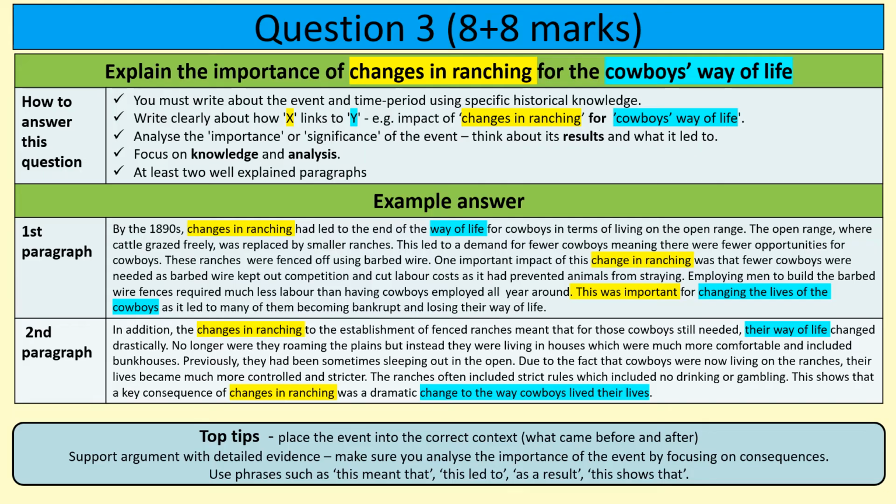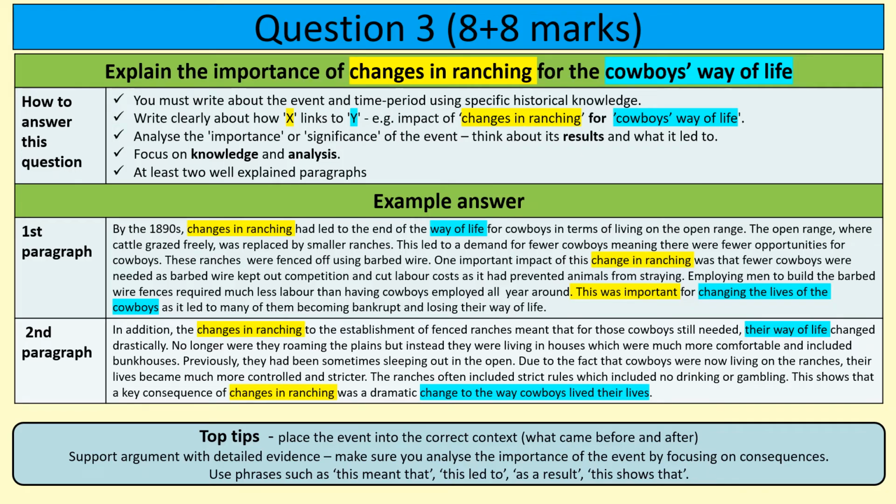And again, what I've done here is I've highlighted where we are linking X with Y. So we're going to use the key phrases in the question. So we're going to be using changes in ranching and way of life. By the 1890s, changes in ranching had led to the end of the way of life for cowboys in terms of living on the open range.